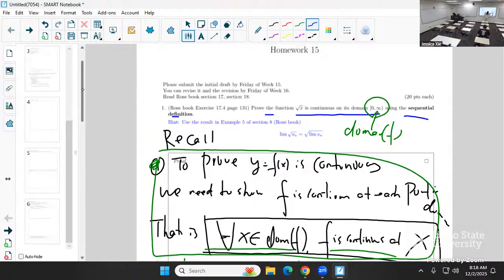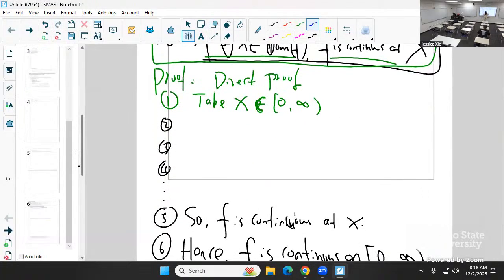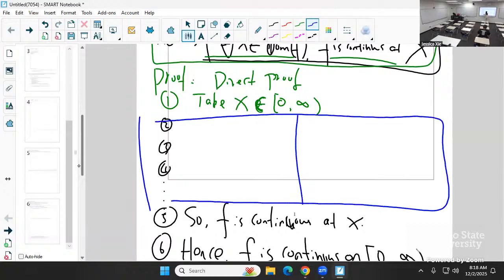Here we have two approaches. You can use either definition. Here you are told to use the sequential definition. Basically, you can try the sequential definition, or you can try the epsilon-delta definition. Generally, you have two ways to go, but in this case, you are told to apply the sequential definition, so you only have one way to go. But generally, if it's not specified which method to apply, there are two ways to go.